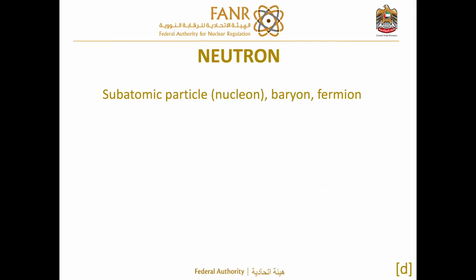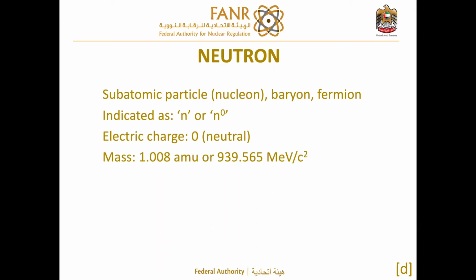The neutron, which is also a nucleon, a component of the nucleus, and also a baryon and a fermion, is normally indicated as N or sometimes as N0 to stress the fact that it doesn't have any electric charge, it is neutral. Its mass is very similar, although a little bit bigger than the mass of the proton, again around 1000 megaelectron-volt over c squared. Also, the neutron has an internal structure, and it's made of 3 quarks, and it was discovered even later, by a famous experiment in 1932 by James Chadwick, quite late in the history of nuclear physics.